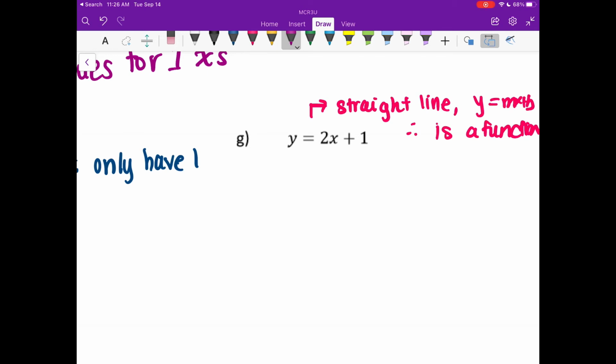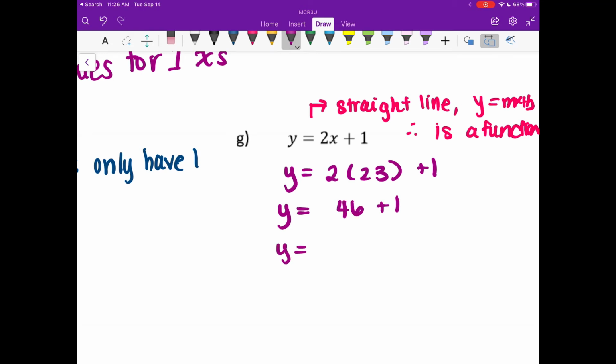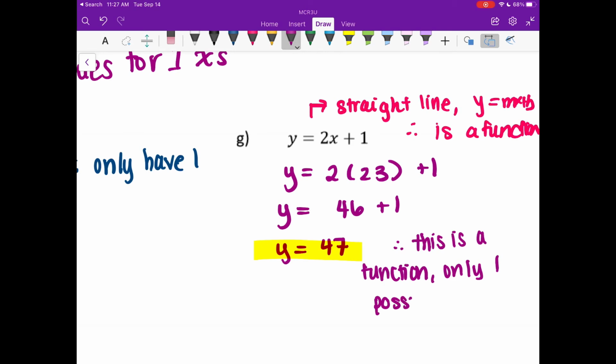A right-er answer would be if you actually did it algebraically. So if you go in and just pick a number, so I picked 23, and just plug it in, you should get only one value for the y. So 2 times 23 is going to be 46 plus 1, so y equals 47. Notice how that x gave you only one possible y value, so this is a function. There's only one possible y value for any given x. And you could have picked any number. I picked 23. If you picked 5, if you picked 6, they all would have been the same.